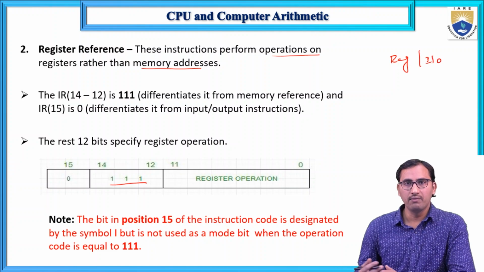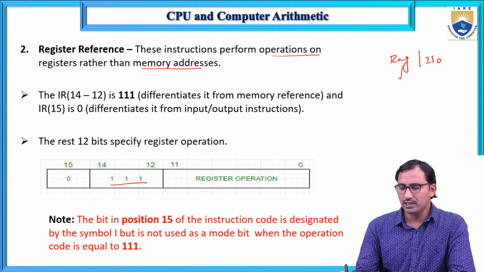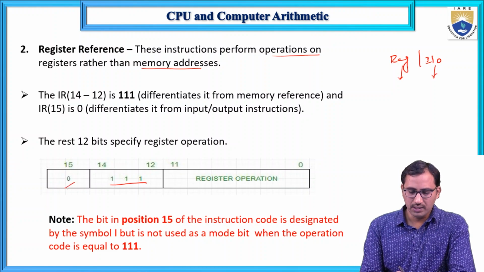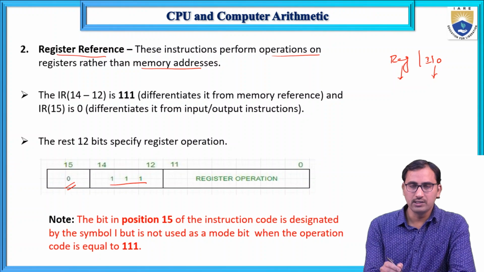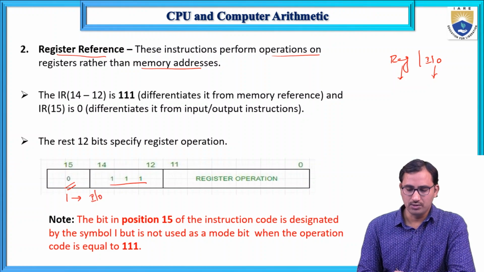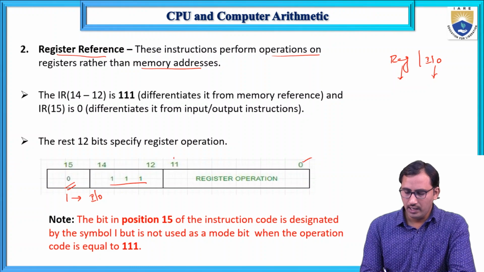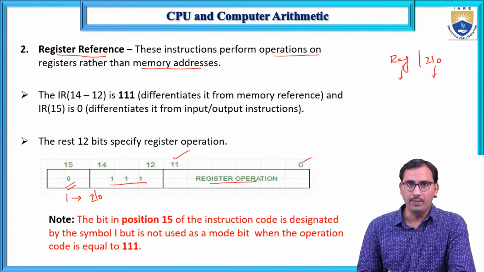But how can we differentiate whether it is a register reference instruction or an IO reference instruction? Based on the 15th bit, we can decide. If the 15th bit is equal to 0, then it is a register reference instruction. And if the 15th bit is equal to 1, then it is an IO reference instruction. In this way, we can differentiate them. And bits 0 to 11 represent the register operation.